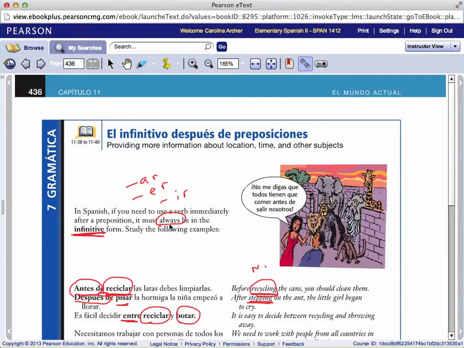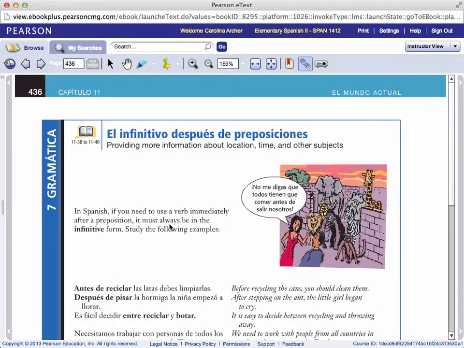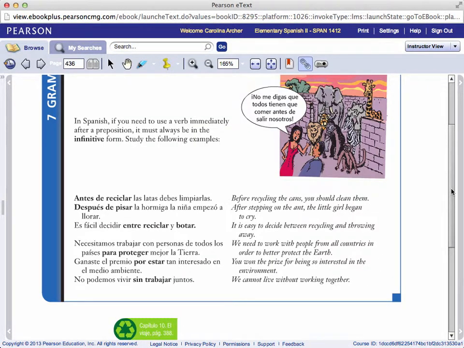And again, in English, we do use the ing form. It's easy to decide between recycling and throwing away. But in Spanish, that does not happen. We never put an ando, yendo form after a preposition. Never. Necesitamos trabajar con personas de todos los países para proteger. Para proteger, the infinitive. Okay?